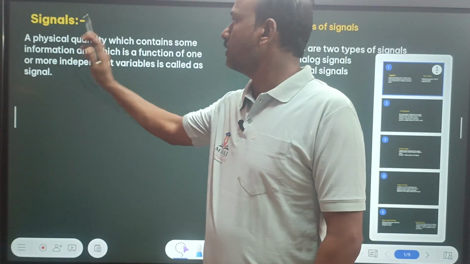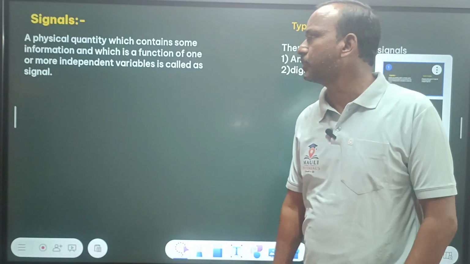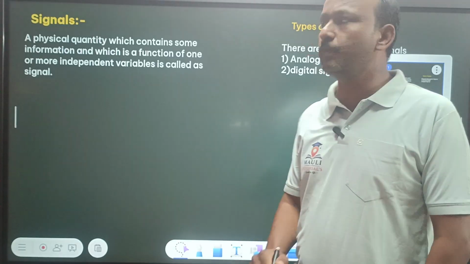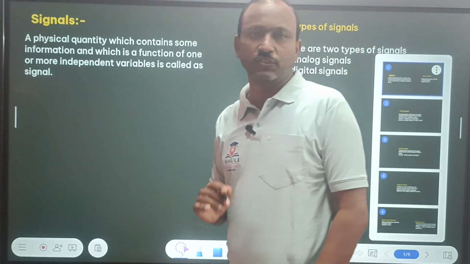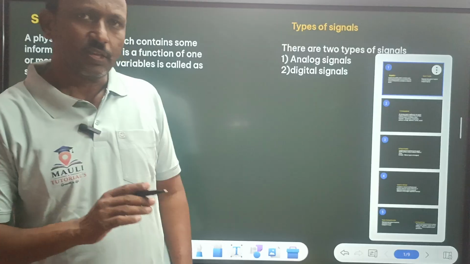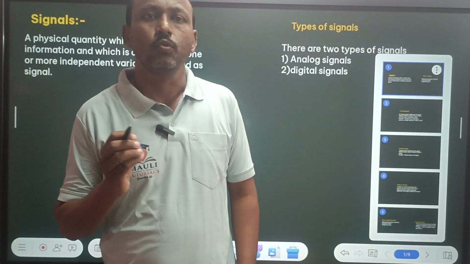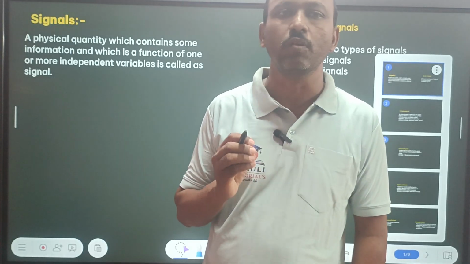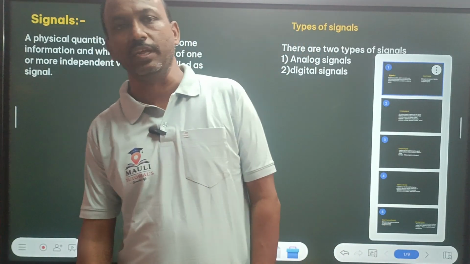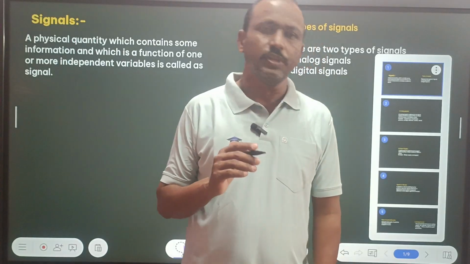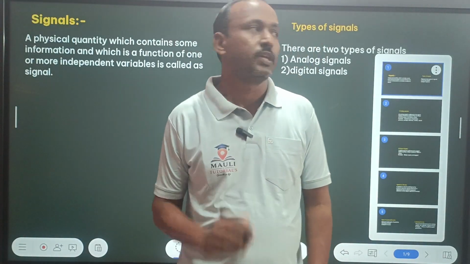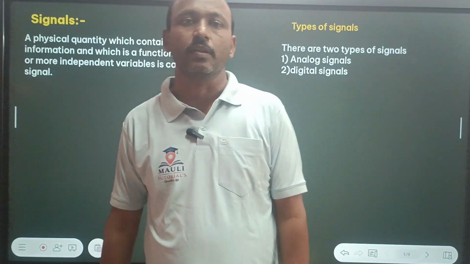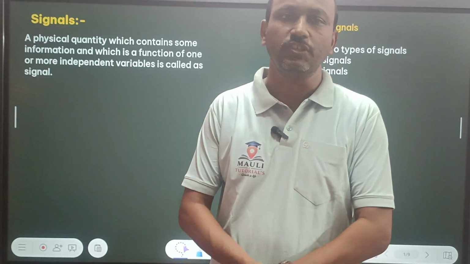See the definition. A physical quantity which contains some information and which is a function of one or more independent variables is called a signal. Simply, any signal has its own information and it can be represented by using one or more independent variables. Now we discuss the types of signal. There are two types of signal: analog signal and digital signal.